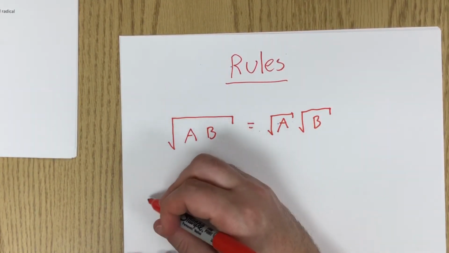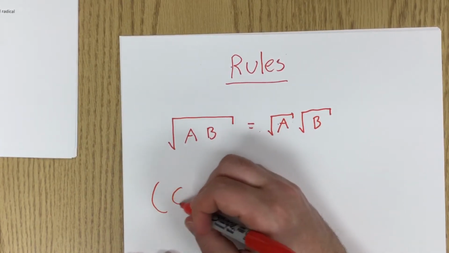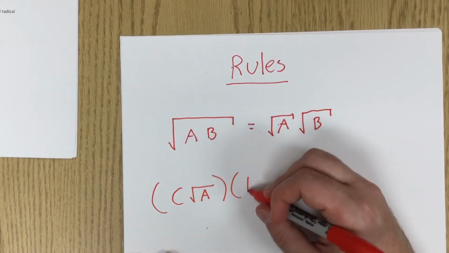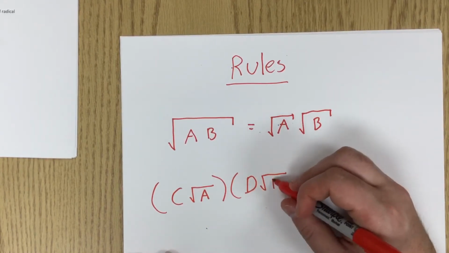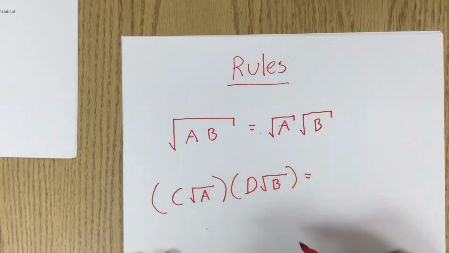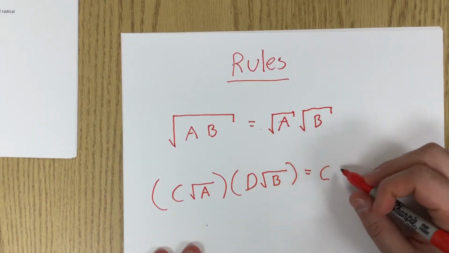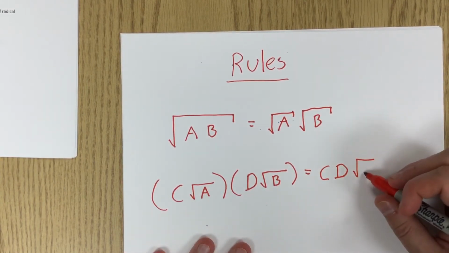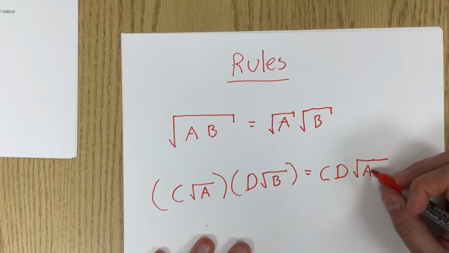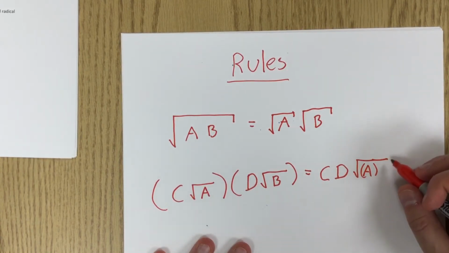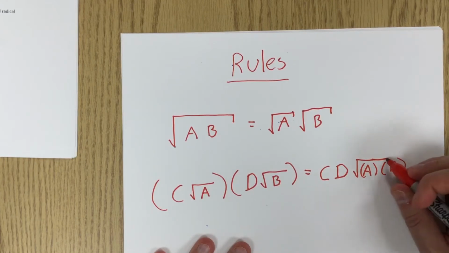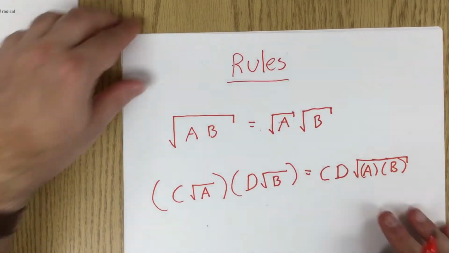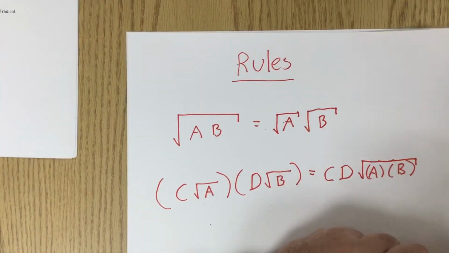And we're going to say that C root A times D root B is, we're going to multiply the C and the D, and multiply that times the square root of A times B. Those are the two main rules, and we're going to keep those in mind as we go through these things.